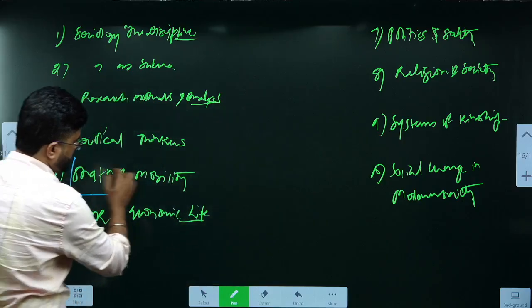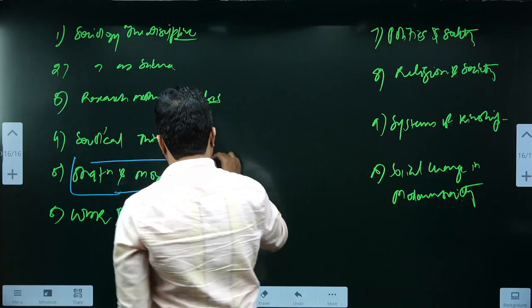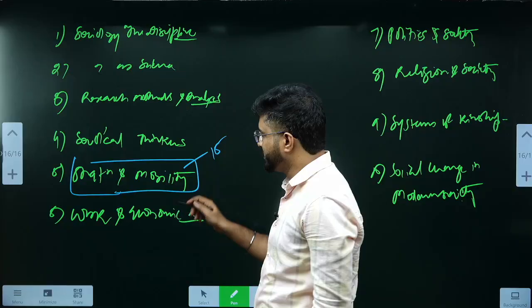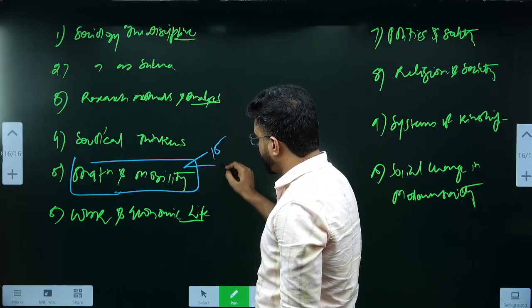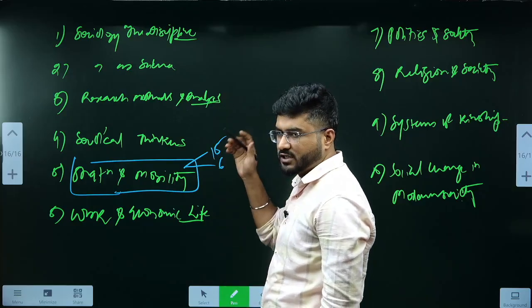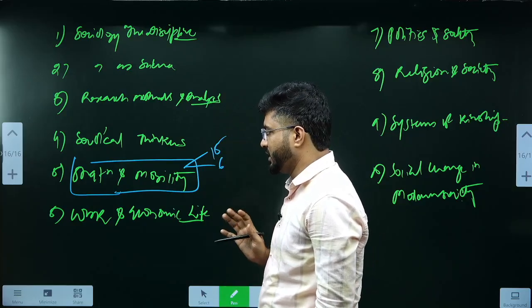Stratification and mobility: compare it with chapter 15 of paper 2, challenges of social transformation, here. Then your chapter 6, the social classes part, here itself. Ethnic conflicts, racial conflicts, gender conflicts, you can also complete here itself.